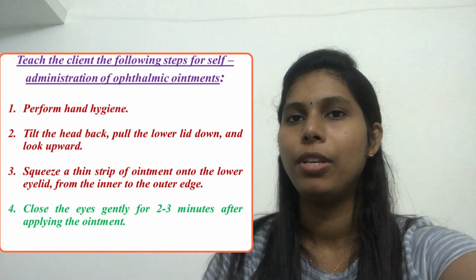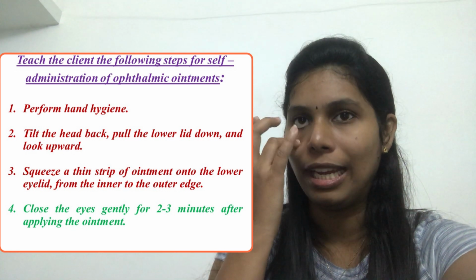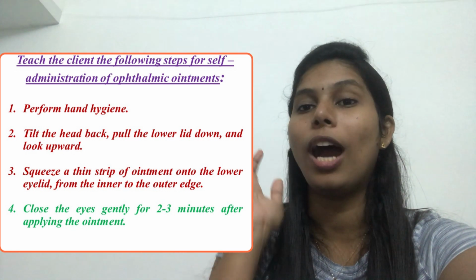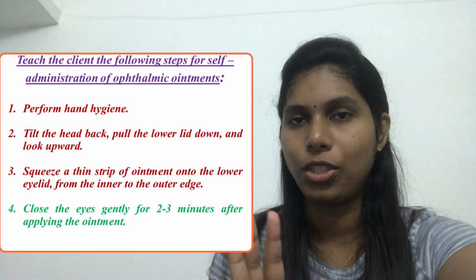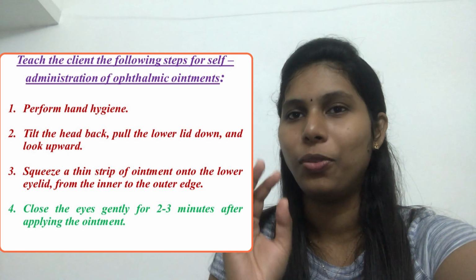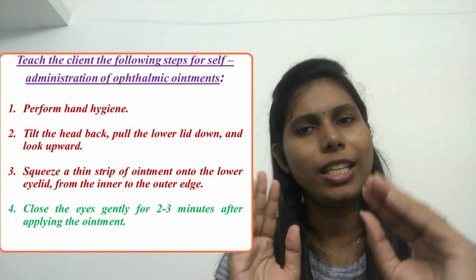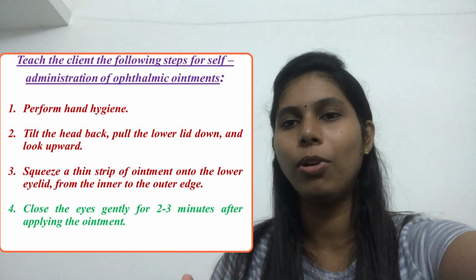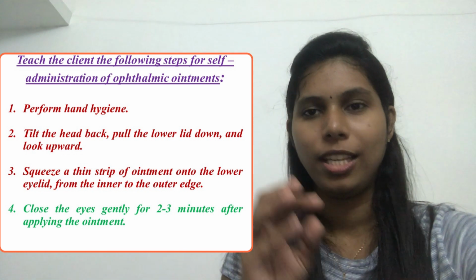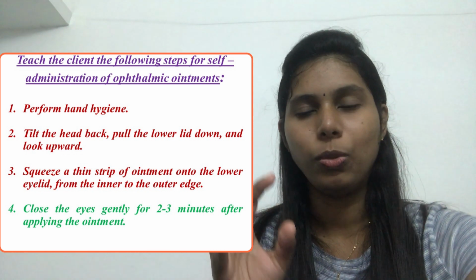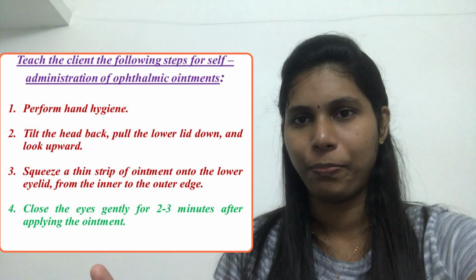Then the third step, squeeze a thin strip of ointment onto the lower eyelid from the inner to outer canthus, or inner to the outer edge. Then the next step, close the eyes gently for 2 to 3 minutes after applying the ointment. So these are the 4 small steps. These are very important steps and there should not be any manipulation or change in these steps. If one knows these steps correctly, they can pick the correct answer very easily.